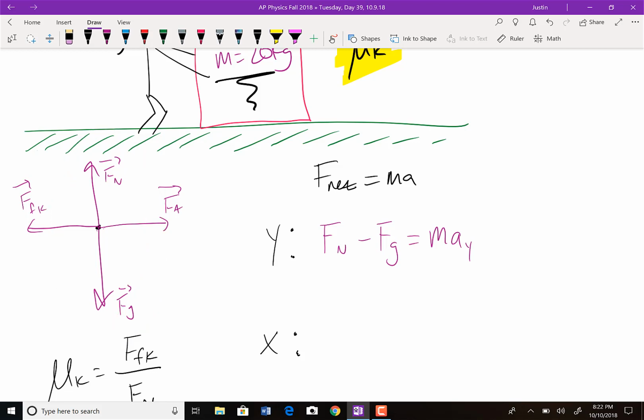But again, because my object is not floating into the sky or falling into the earth, the acceleration is 0, so this term goes to 0. And if I add Fg to both sides, that will give me that the normal force equals the gravitational force. So that's one relationship I got right there.